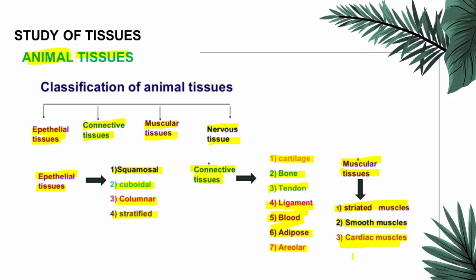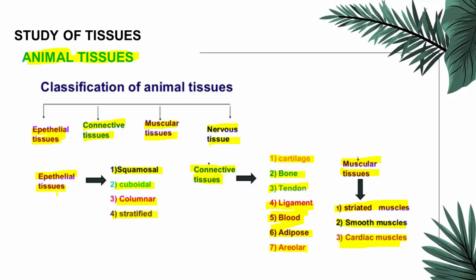That means they do not obey the wishes and will. They do not work according to our will and wish. Their function is self-controlled, and they are the involuntary muscles which are present in the heart. So this is about the list of all the tissues which are present in the animal body.